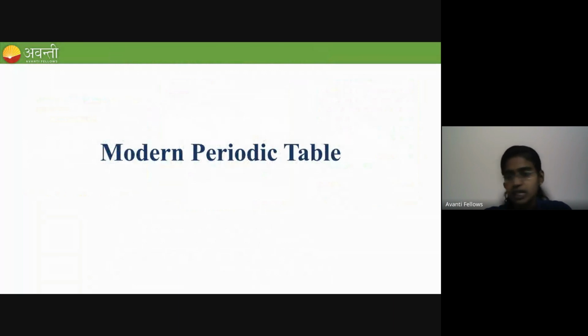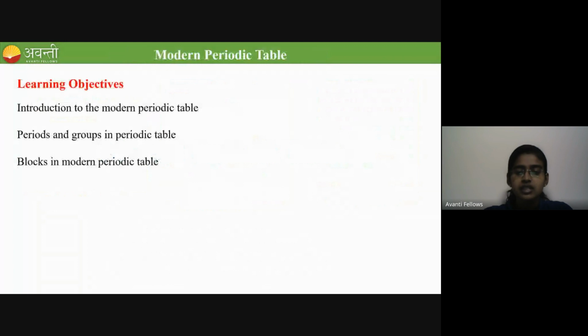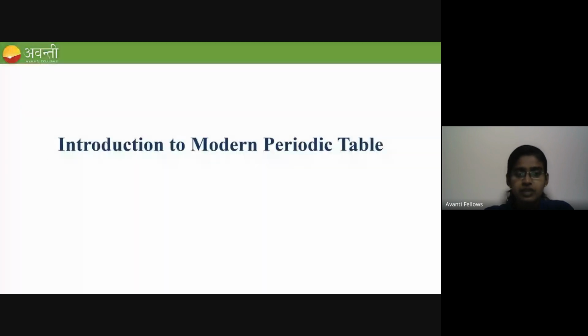In this modern periodic table lesson, today we are going to see the introduction to the modern periodic table, the periods and groups related information of the periodic table, and the blocks in the periodic table. Got it? So now let us move on to the introduction to the modern periodic table. Let's start with this.